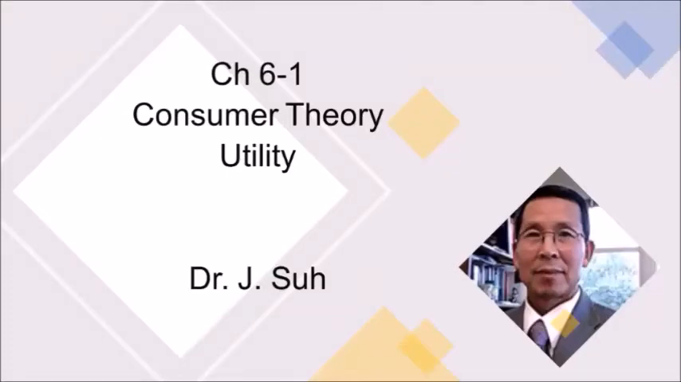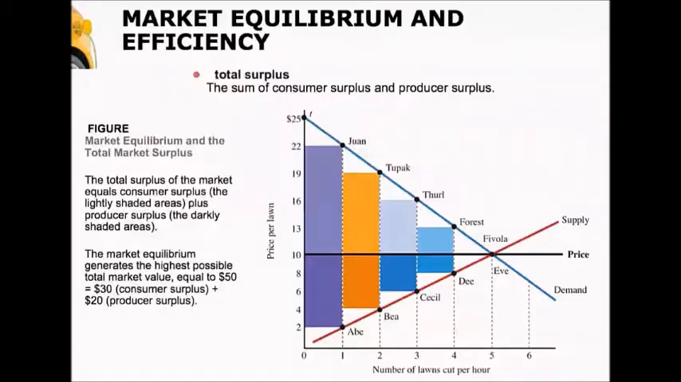Now that we have an understanding of consumer surplus and producer surplus, let's look at the total surplus generated at equilibrium in a market. The market we're looking at here is the market for the mowing of lawns. We've got a supply curve and demand curve, represented on each of those curves.